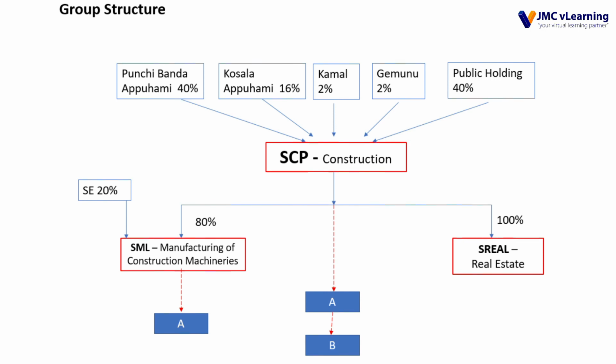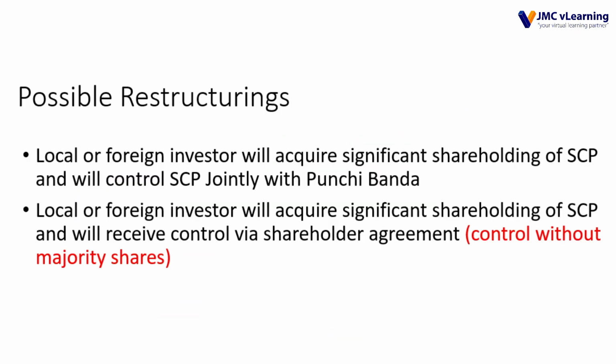That is the second possible scenario that comes under restructuring. Now this is possible acquisition. Then the second area, possible restructuring, right? A local or foreign investor will acquire a significant shareholding of SCP and will control SCP jointly with Punchibanda, right? This is one scenario. Then they will give you some share transactions, share transfers. They won't tell you this is a joint venture, right?